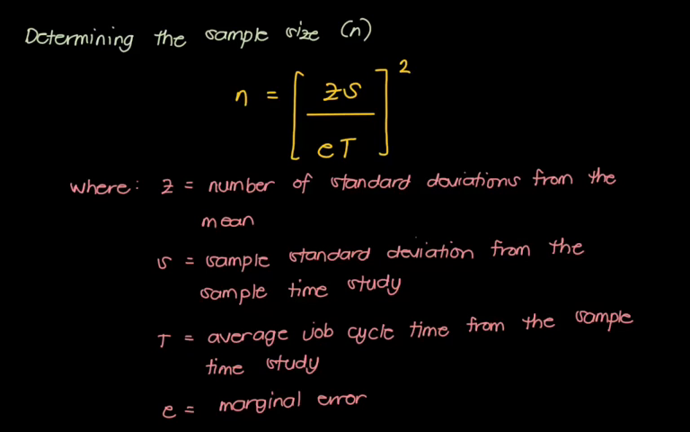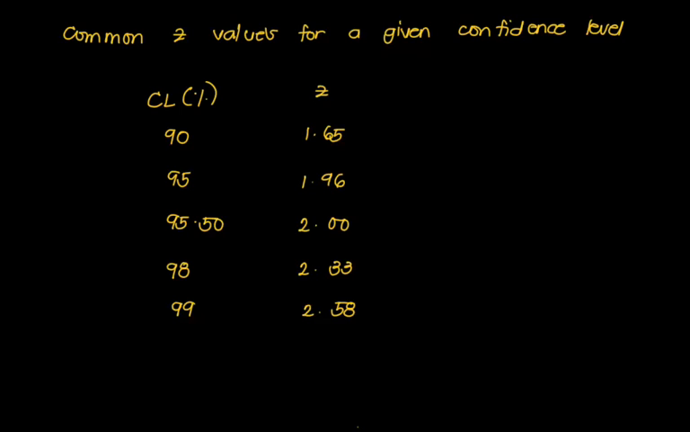Now, we usually use a set of Z values for a given confidence level, and here are the common Z values for each corresponding confidence level. So, for 90%, we will be needing 1.65. For 95% confidence, that's 1.96. For 95.5%, that's 2. 98% is 2.33, and 99% is 2.58. Now, if you are familiar with the Z values, this is commonly seen in a two-tail test for the Z test.